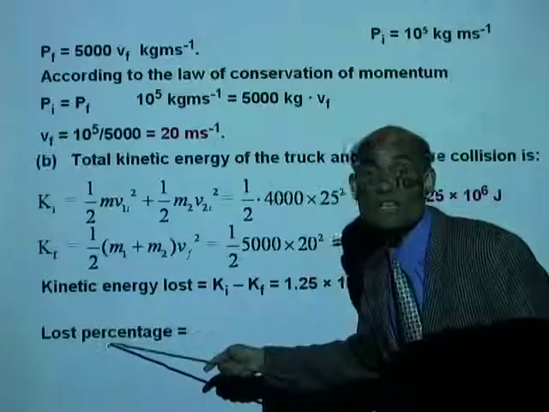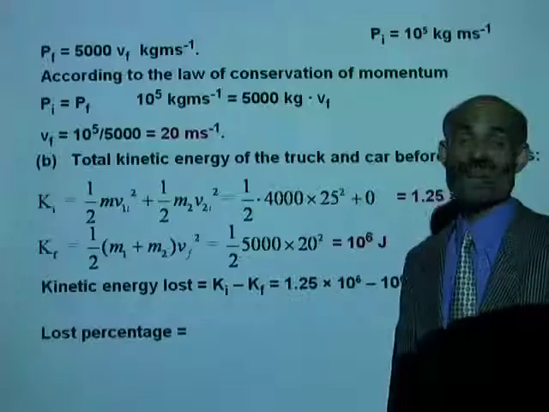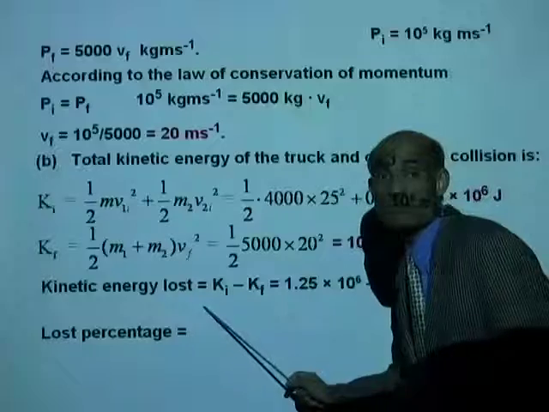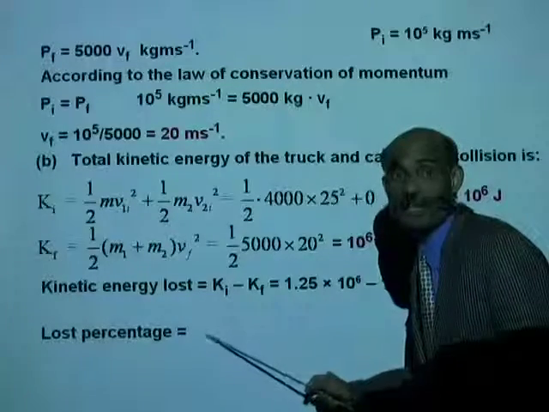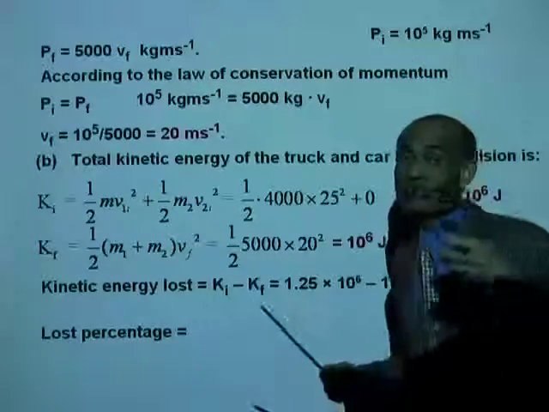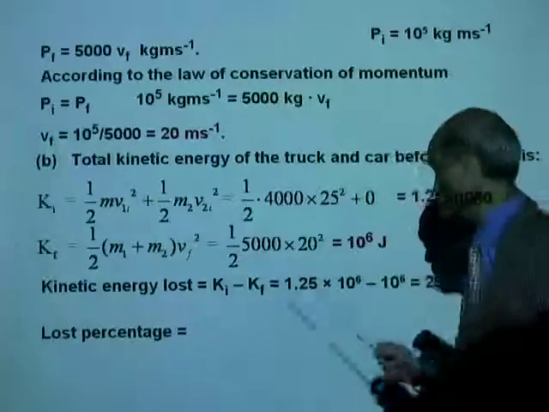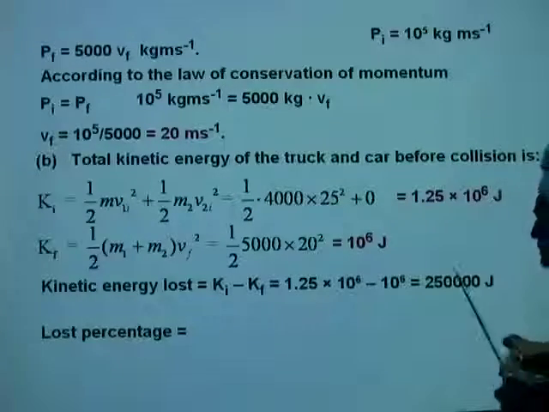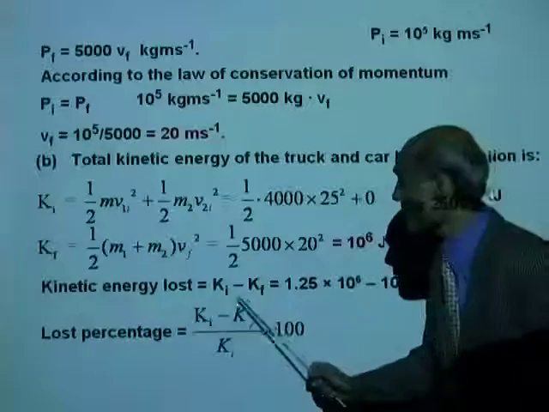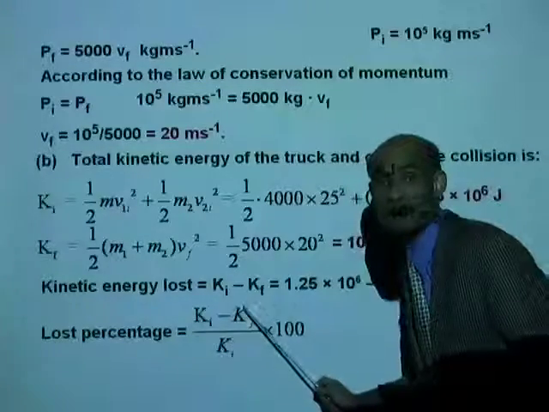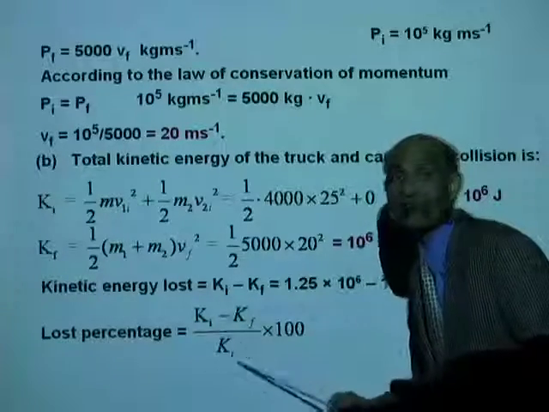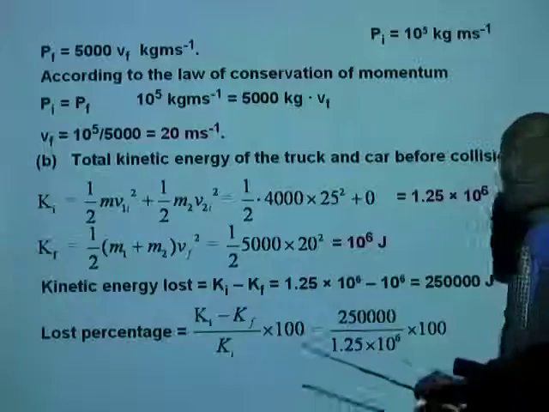What is the percentage of kinetic energy lost? Now, how do you write the lost percentage? It will be the amount lost divided by the original value multiplied by 100. That's how you calculate the percentage lost. The amount of energy lost divided by the original amount multiplied by 100. Look at that: Ki minus Kf over Ki multiplied by 100. That will be the percentage of energy lost.